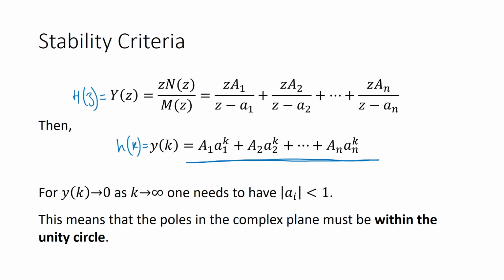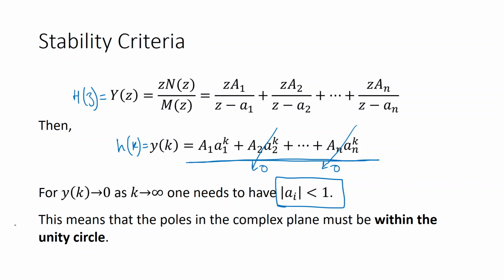So you notice that for y(k) to be tending to 0 as k tends to infinity, we must have all the a_i's less than 1. So we must have all the magnitudes of a_i to be less than 1. Only then, as k tends to infinity, each of these terms would go to 0, otherwise it will not.